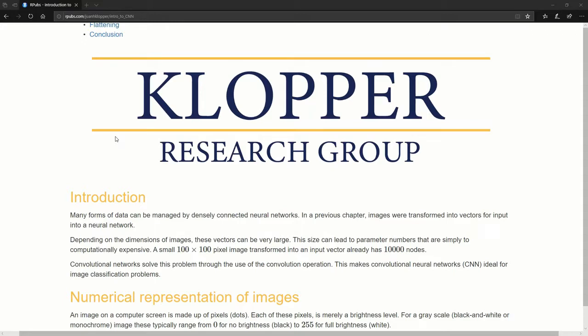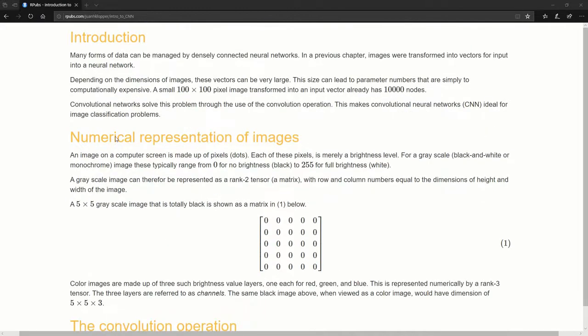The problem that we obviously have with densely connected neural networks, if we think of an image being represented as a matrix, let's go down here and just have a look at this representation. We're all familiar with pixels on a screen, those little dots of color. And if we just think of a black and white image, that just is a brightness value. Every pixel will just have a brightness value from zero being black to say 255 being white and any gray level in between.